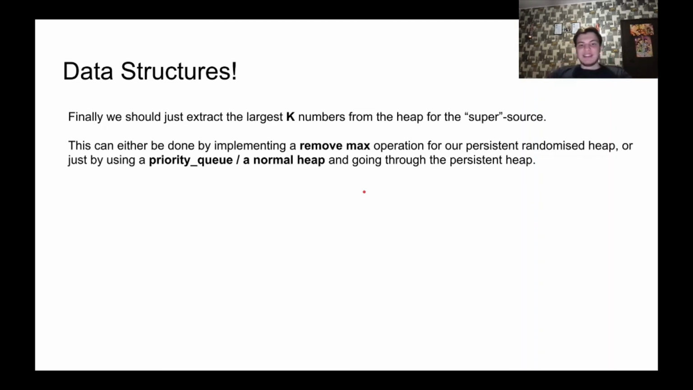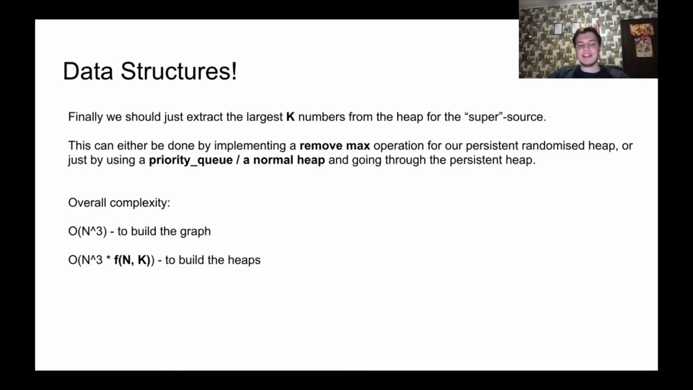All right, so let's now go to the overall complexity, and this is how I'm going to end the editorial for this problem. Initially we need to build this graph, so that's cubic in n. Then we need to build heaps. Here f of n and k is the complexity of the merge, because the merge is the complicated, slow operation, as the addition is just incrementing the lazy flag for a certain node and pushing it once, so it's constant.